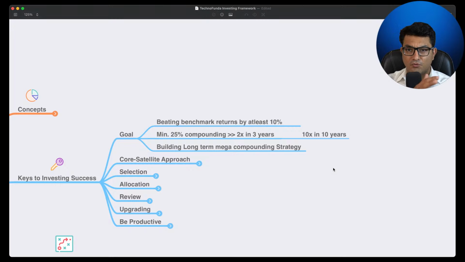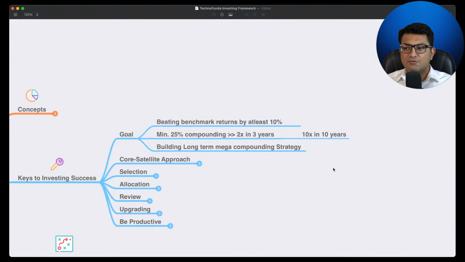So if you have a portfolio of 1 crore right now, it can become 10 crore in 10 years just by, in a disciplined way, doing minimum 25% compounding every single year. Now if you can do more, it's even better. Some of my students are even doing better.